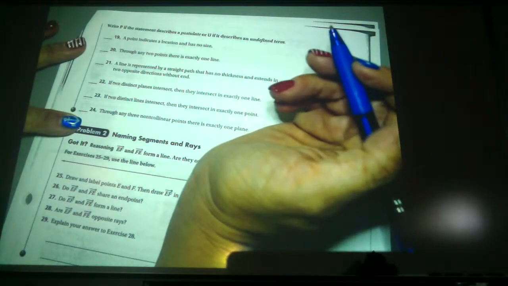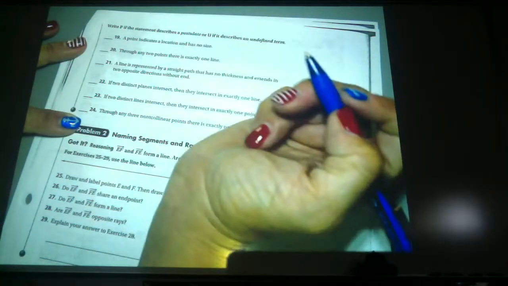I personally don't care if you know whether this is a postulate or a definition. So I'm just going to give you these. A point indicates a location. It has no size. That is a definition, but they want you to use you because it's an undefined term. Through any two points, there's exactly one line. Wasn't that one of the postulates on the other side? So that's a postulate. A line is represented by a straight path that has no thickness and extends in two opposite directions without end. That's a definition.